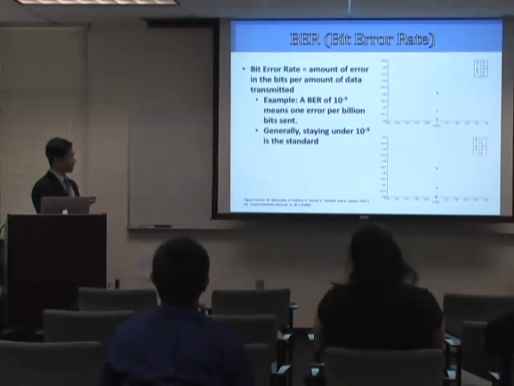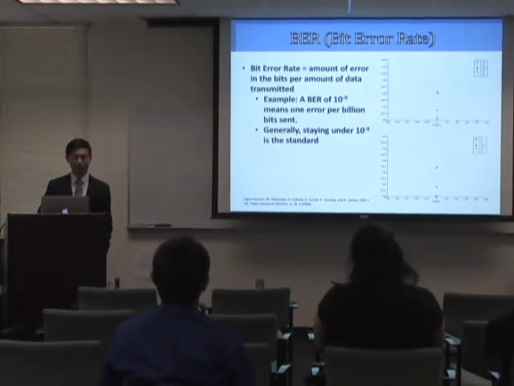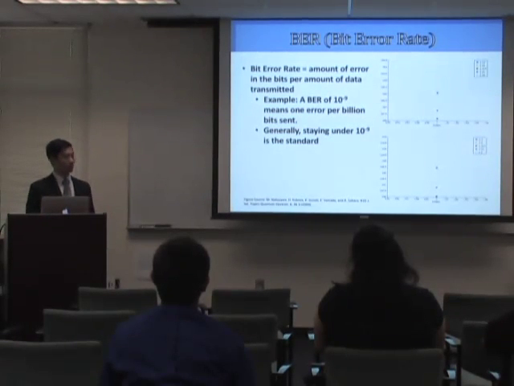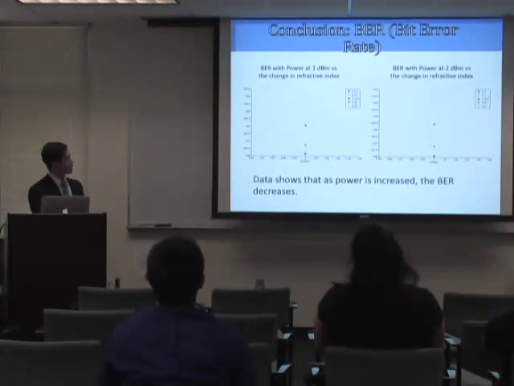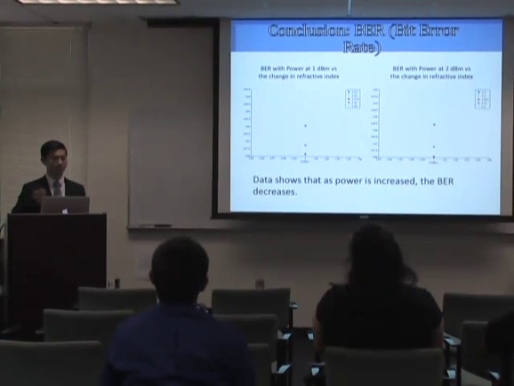So the bit error rate is the amount of error in the bits per amount of data transmitted. So for example, a bit error rate of 10 to the negative 9 is one error per billion bits sent. Generally, the golden standard is to stay under this number. So these are the graphs that I got from my simulations. So the bit error rate of my graphs is around 10 to the 200, and 10 to negative 200 plus scale.